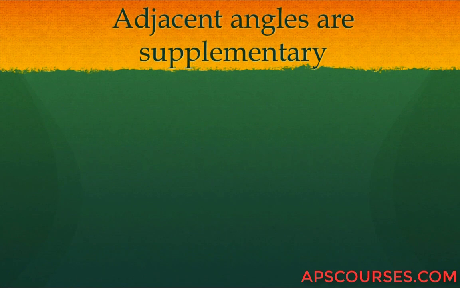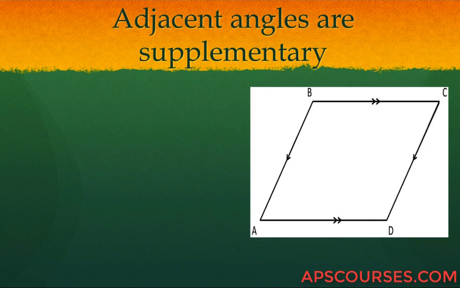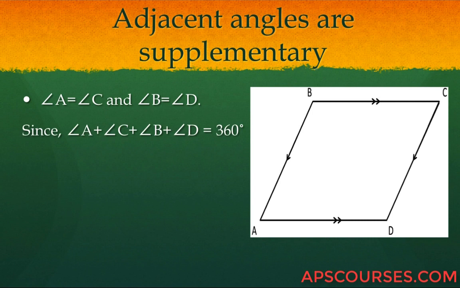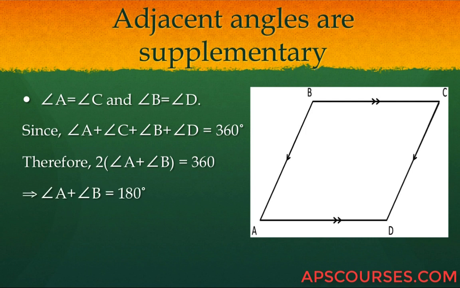The adjacent angles are supplementary for a parallelogram. If ABCD is a parallelogram, we know that angle A is equal to angle C and angle B is equal to angle D. Since we know that angle A plus angle C plus angle B plus angle D is 360 degrees, therefore 2 multiplied by angle A plus angle B is equal to 360 degrees, and hence angle A plus angle B is 180 degrees. Similarly, angle C and angle D are also equal to 180 degrees.